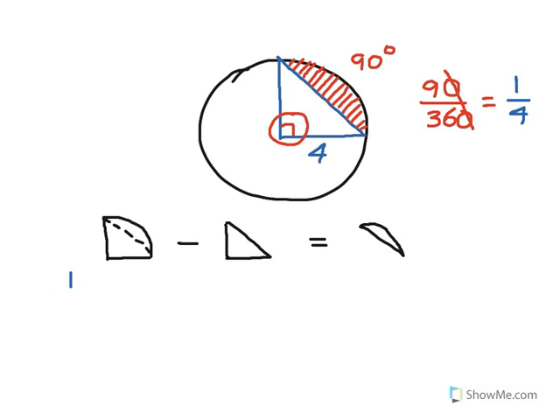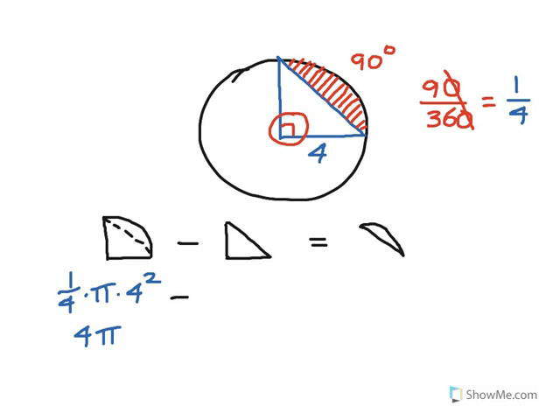So my sector area is going to be 1/4 of the circle times pi times the radius squared, so times 4 squared. Simplifying that, that's 1/4 times 16 pi, so that is 4 pi. Okay, now I want to subtract the area of the triangle from that.